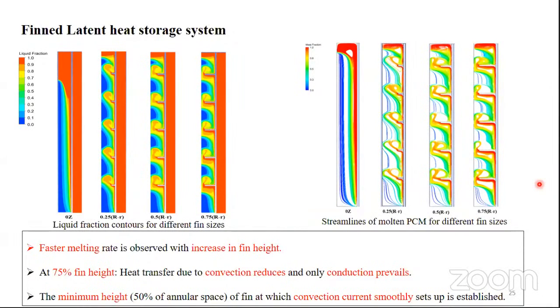So when we are using fins in the phase change material based annulus, of course this increases the melting rate of the phase change material. And when we increase the height of the fin, heat transfer due to convection reduces and conduction only prevails. Therefore, there should be an optimum height which should be taken care of, and that optimum height was in the range of 50% of the annular space to 75%, at which convection current moves smoothly and can be utilized for transfer of heat.